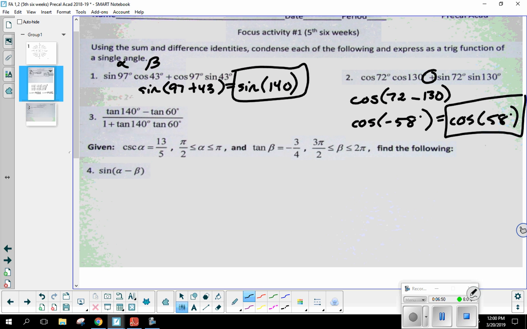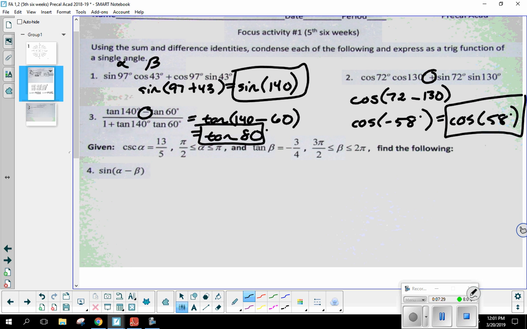Let's try number 3. Now, obviously, this one's a what? Tangent. Okay. So let's see here. The only question is, is it a plus or minus? Minus. Whatever sign is up top, that's the sign that you're using here. So we always go in order. So it looks like I have 140 minus 60. So that's going to be tangent of what? 80. There we go. Do you guys remember that? Any questions?